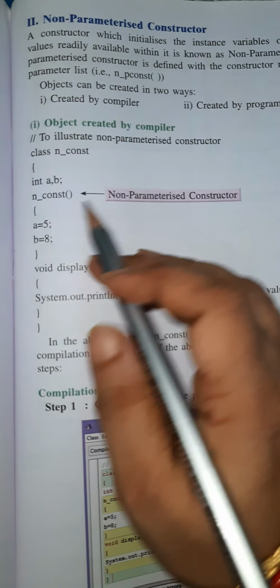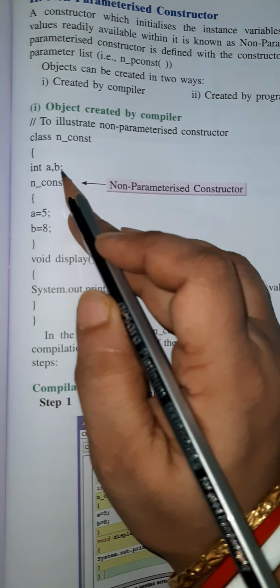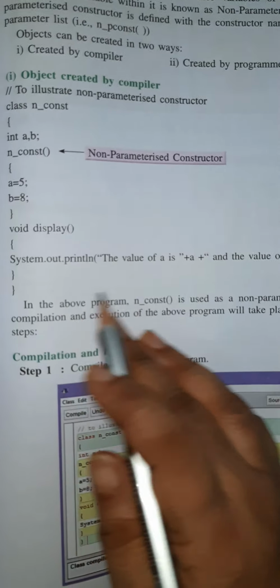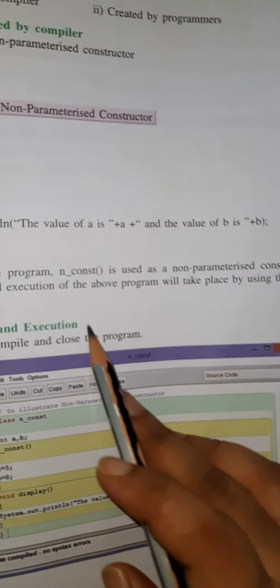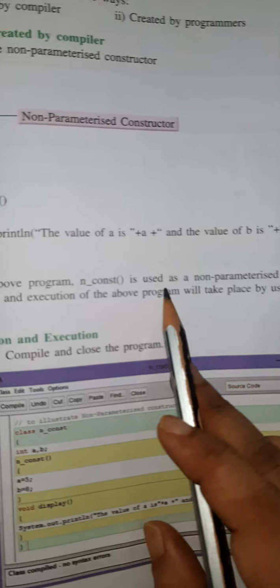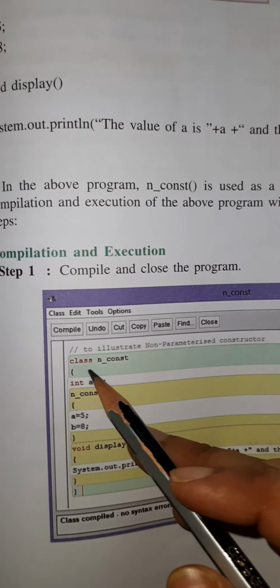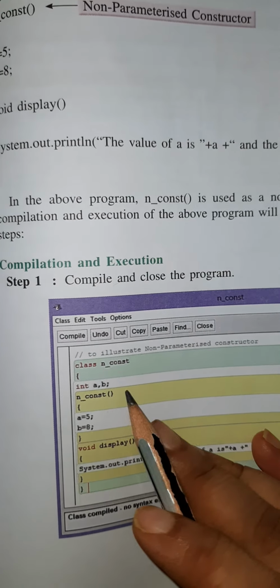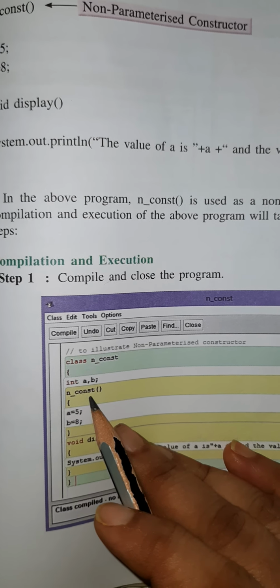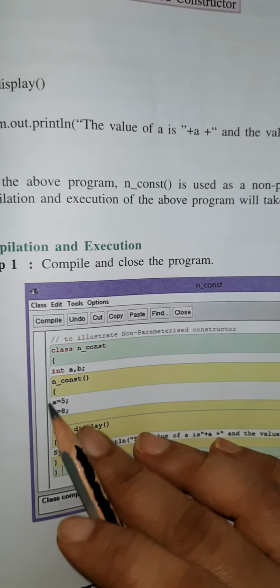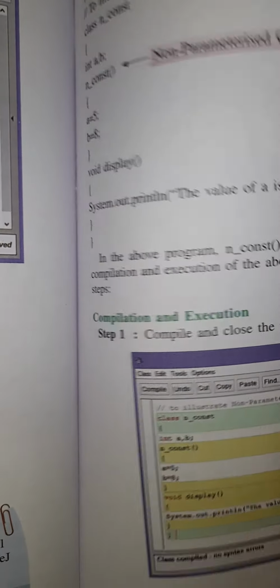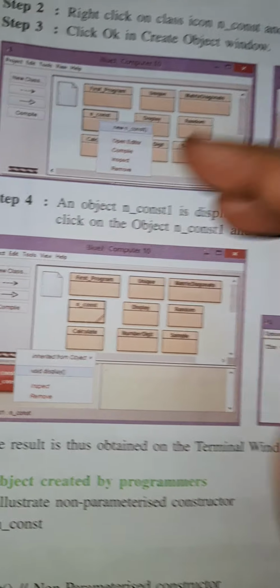To illustrate, here you see a constructor is made, and int a and b are there, and the display is there. In the above program, the constructor name is the same as the class name, used as a non-parameterized constructor. The class is declared, the non-parameterized constructor is there, a and b are given, and we are displaying the value. Here the input is not done.